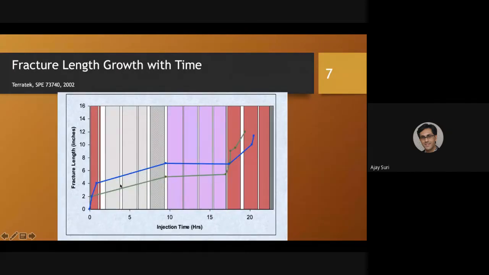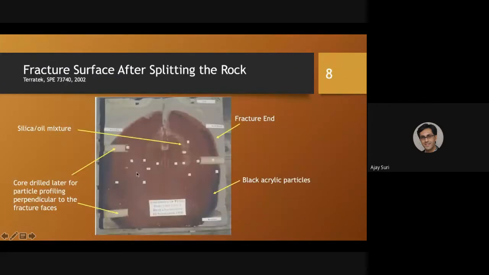They also measured the fracture length from their experimental results, and the propagation can be seen here over 22 hours of injection testing. So this proves that fractures are there and they do develop. This is the core after the test was completed. It was broken down, and we can see the big fracture face propagating as a circular shape going outward. We can't see it clearly, but on the face are the mixtures of different particles that were injected, like silica, oil, acrylic particles, and rust particles.